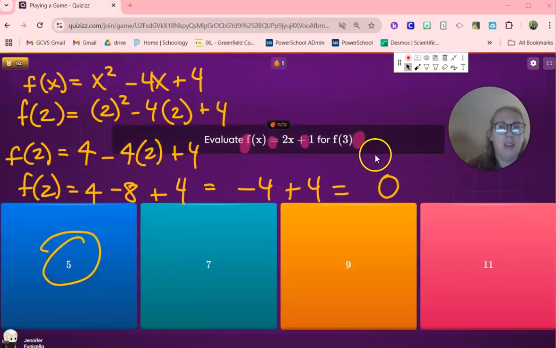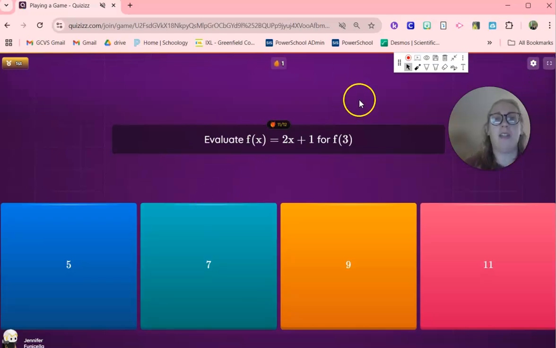Beautiful. Oh, this is my redemption question, but it's still marked wrong. I'm going to fix this, so don't worry about this coming up again.